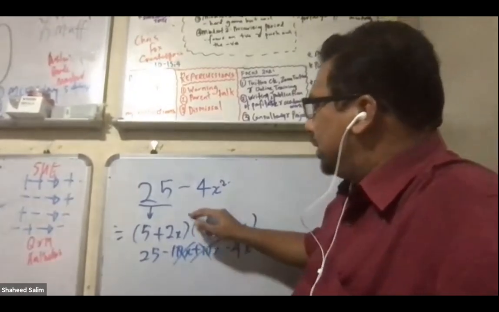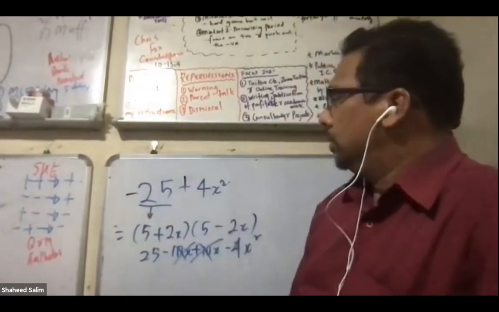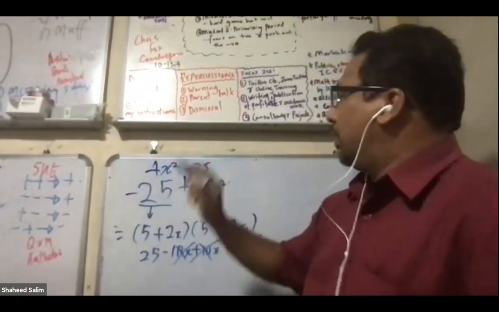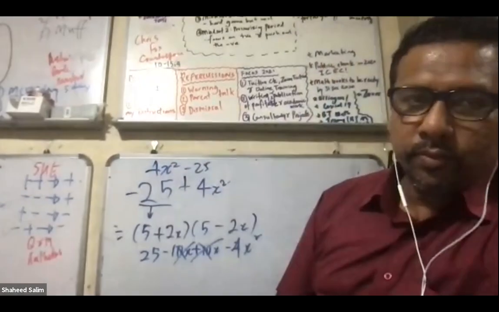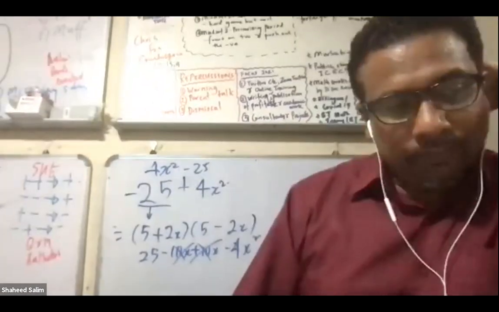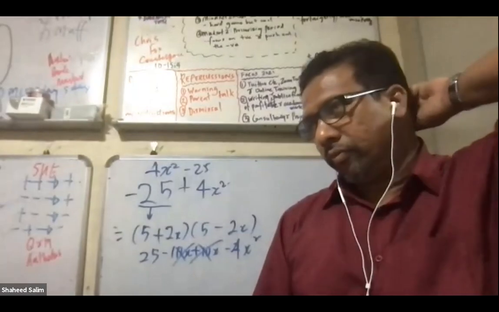Sometimes they might give you plus here but minus here. Then you change it and put 4x squared minus 25. Now you can do it also. Be careful. Okay, we try. You try question D.